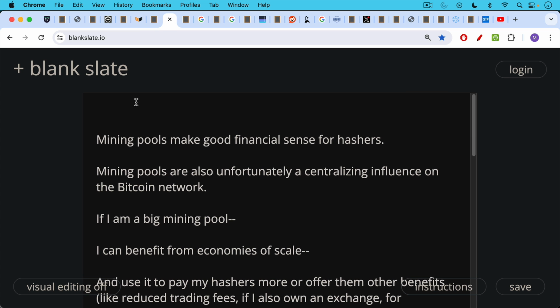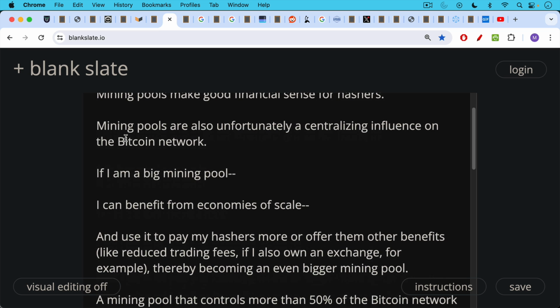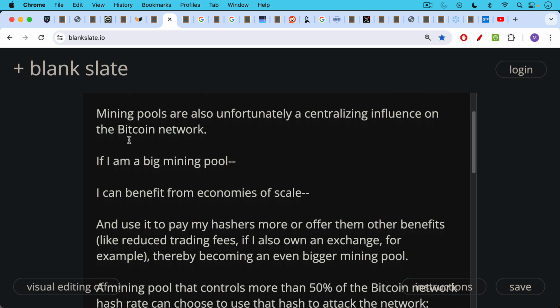So mining pools make good financial sense for hashers or mining rigs. Mining pools are also, unfortunately, a centralizing influence on the Bitcoin network, and they always have been. This is something we always struggle against. For example, if I run a big mining pool, I can benefit from economies of scale, and then I can use that to pay my hashers more, and offer them other benefits like reduced trading fees, for example, if I also own a crypto exchange or a Bitcoin exchange. And thereby, by exploiting economies of scale, I can become even bigger as a mining pool.